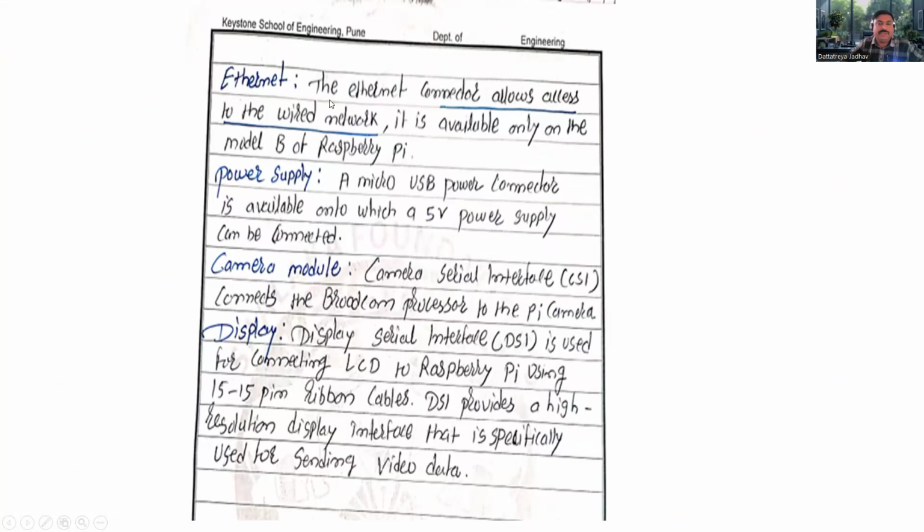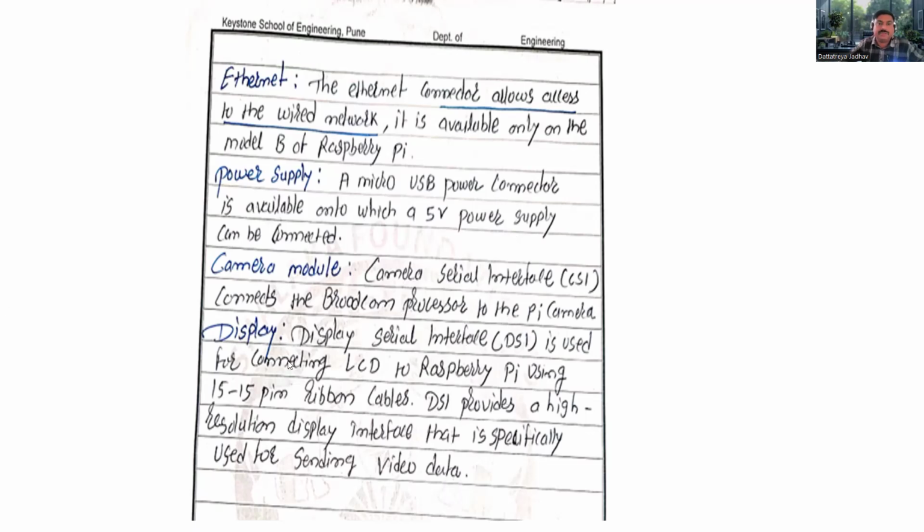Next, it includes the Ethernet. The Ethernet connector allows access to a wired network. It is available only on the Model B type of Raspberry Pi. So to connect with LAN, Ethernet will be helpful. So Raspberry Pi can also be interconnected with the internet. Then power supply: a micro USB power connector is available, to which a 5-volt power supply can be connected. The camera module is also available for connecting a camera. The camera serial interface, that is CSI, connects to the Broadcom processor for the Pi camera.